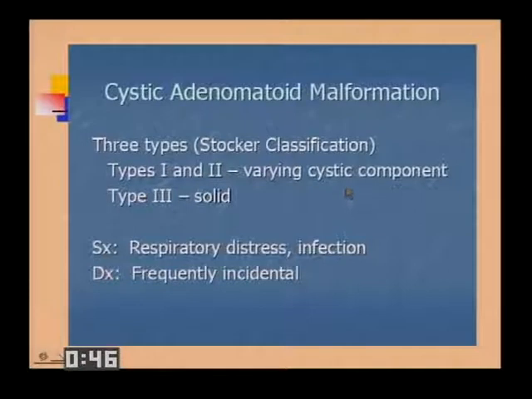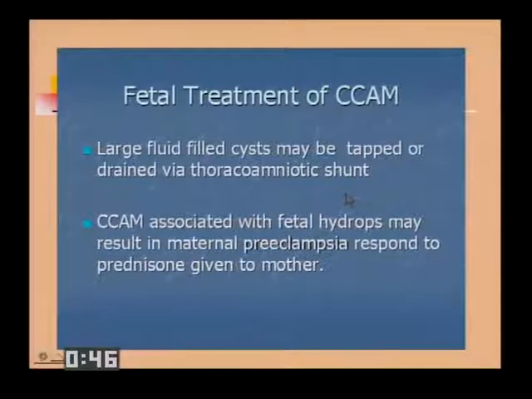If they're not diagnosed prenatally, they're picked up after birth because the child, because of compressed normal lung, may have respiratory distress, or because they themselves can become secondarily infected. Sometimes the child is asymptomatic. If they're very large and are causing ipsilateral and contralateral hypoplasia of the lung, they may be tapped or drained. There are only a few centers in the country that are doing this. They feel that this gives the lungs a chance to grow normally. And you can also get, as it says here, hydrops and maternal preeclampsia from the CCAM.